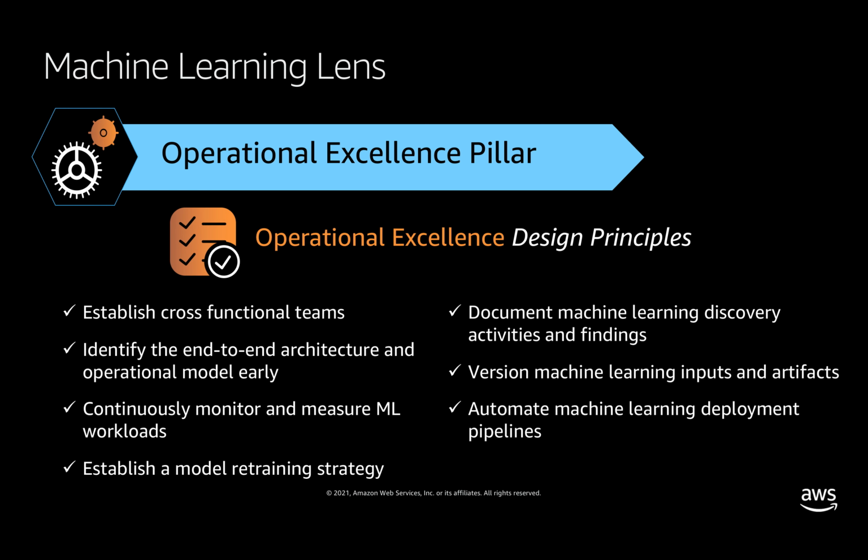To highlight a few of those, we focus on establishing cross-functional teams with roles that are unique to machine learning, such as data scientists or researchers that may not have IT backgrounds. Another example is looking at the unique considerations for monitoring machine learning workloads, where not only are you employing standard system monitoring for things like CPU or GPU utilization, but you're also looking at monitoring for things like model drift or data drift. And then finally, automating your machine learning pipelines and establishing a versioning strategy for your machine learning inputs, such as training data, as well as a versioning strategy for your packaged artifacts, such as that deployable model.